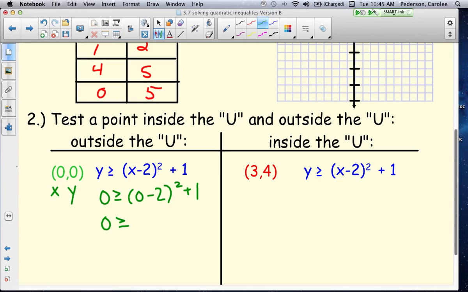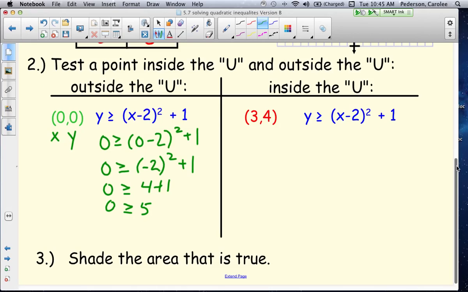So reduce inside of the parentheses to -2 squared, and then -2 times -2 is 4, and then add them. And now let's read that. Is it true that 0 is greater than or equal to 5? No, that's false. So we know that any of the ordered pairs outside of the U are not solutions to this inequality.